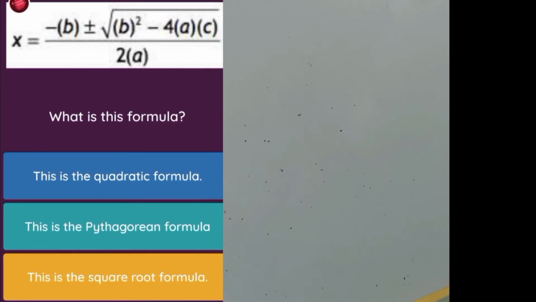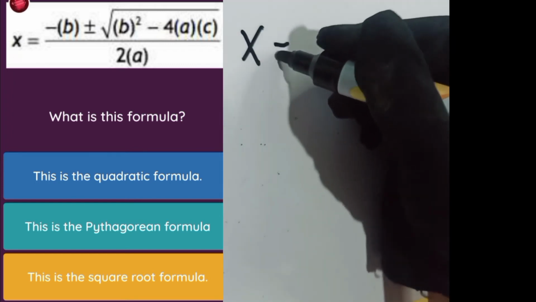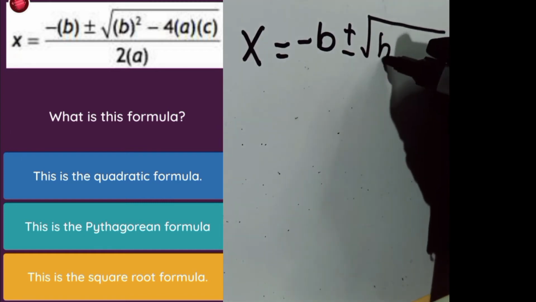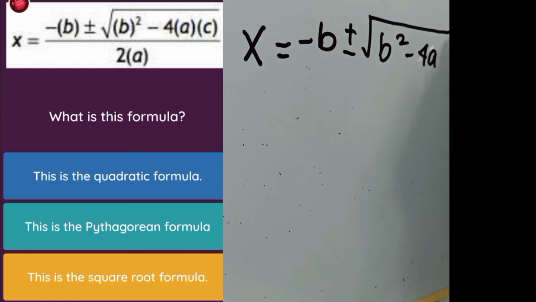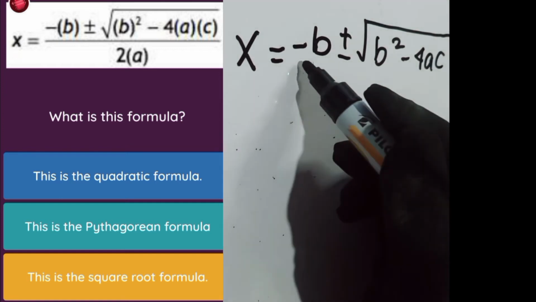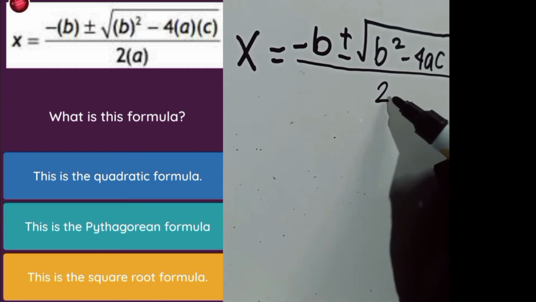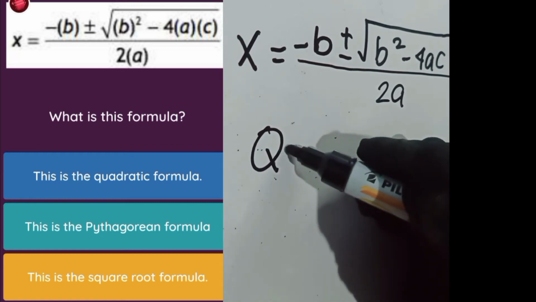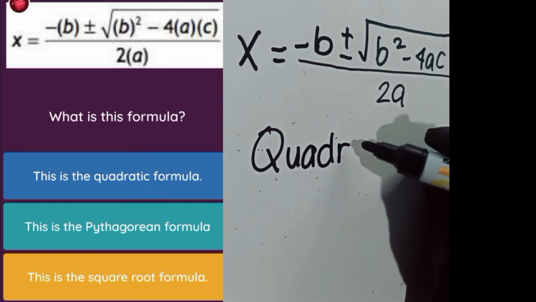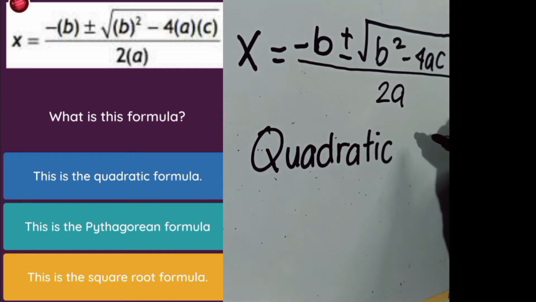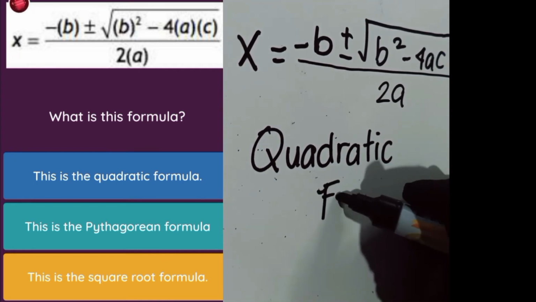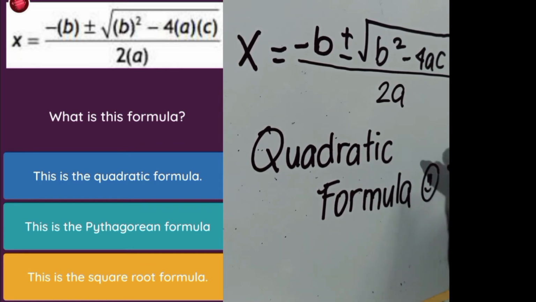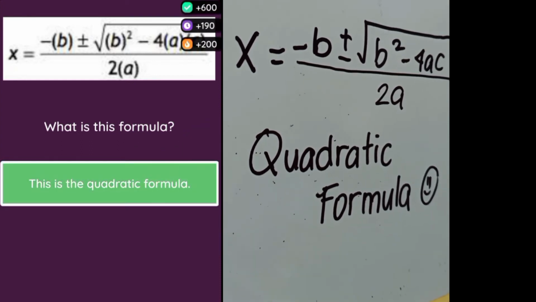Next, what is that formula? So x equals negative b plus or minus square root b squared minus 4ac all divided by 2a. As per our song, that is our quadratic formula. There we have it. Here's the way to write it anyway. Alright, that's the quadratic formula.